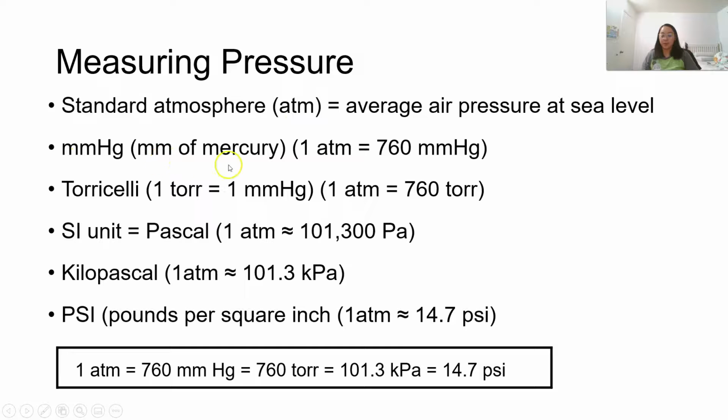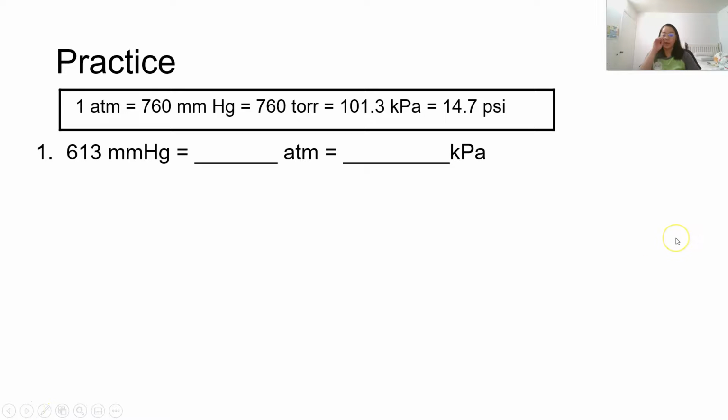And you also have millimeter of mercury. This is from the barometer that we were looking at earlier. And also torr. The SI unit for pressure is the pascal. There's also the kilopascal and pounds per square inch, which is psi. So here's a little summary of how all of these units are connected. Let's go ahead and move on to how you can convert from one unit to another.